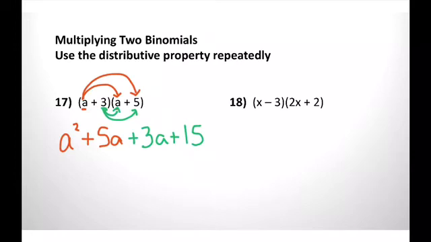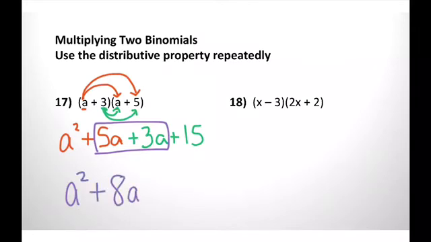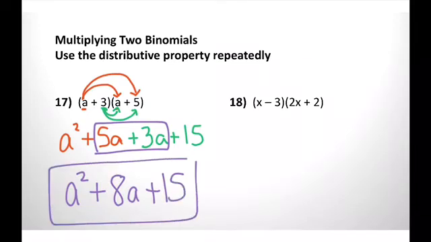Okay, now we're going to look for like terms. Do you see our like terms right there? So we're going to write a to the second power, 5a and 3a is 8a, plus 15. This is our product. This is our answer to that multiplication problem. So when you see something like a binomial times a binomial, you just use the distributive property over and over again. So let's look at number 18.